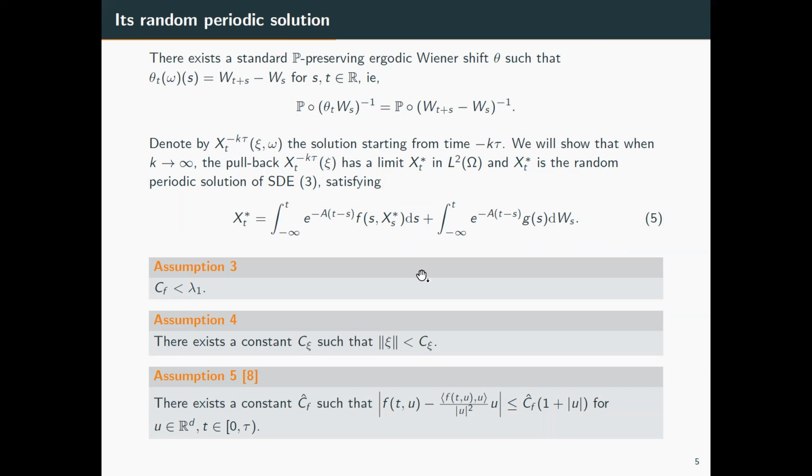To achieve this, we need three further assumptions. The first one is that the coefficient for F is smaller than the smallest eigenvalue of A. So this condition ensures the solution can be dominated by the linear operator. We also assume the initial condition is bounded in the L2 sense. The last assumption is borrowed from Shuzhou and Shuzi's paper. So we assume the boundedness for F in the tangent direction. So this ensures the existence of a global semiflow for the SDE.